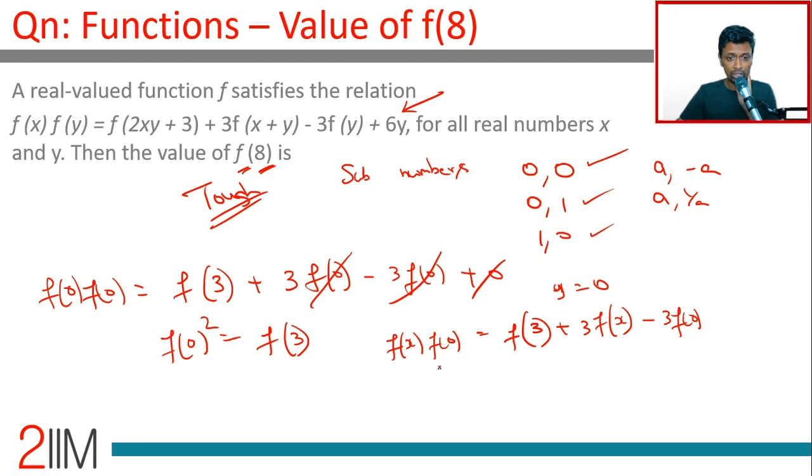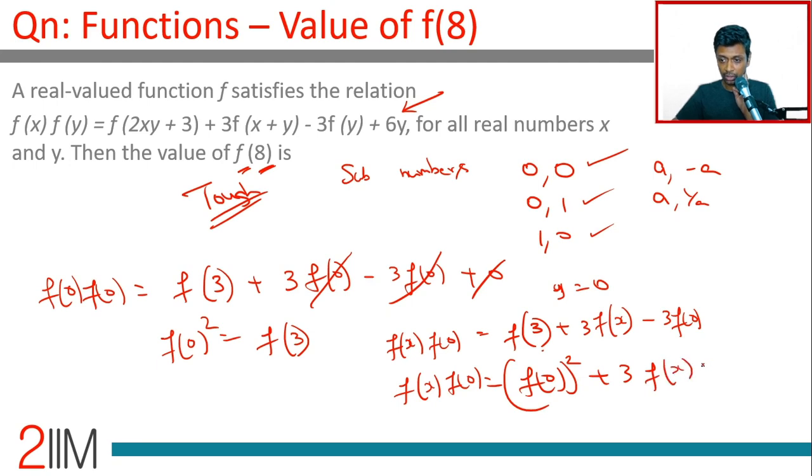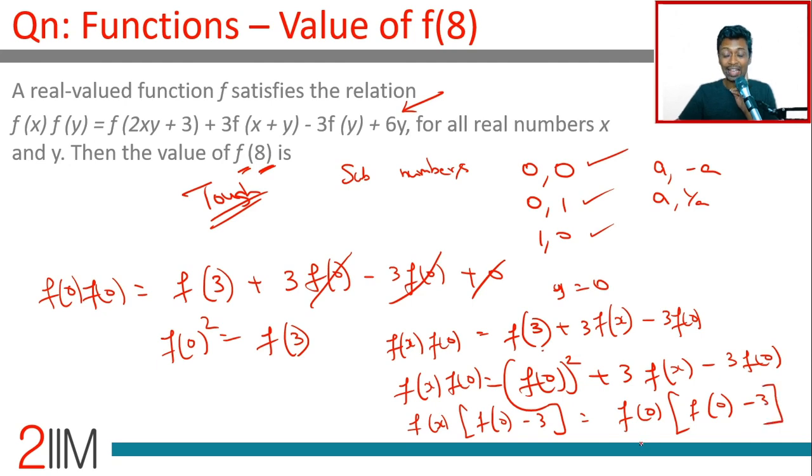We know that f of 0, the whole square, is f of 3. So I'm going to use that here: f of x into f of 0 equals f of 0 the whole square plus 3 times f of x minus 3 times f of 0. Bring this side: f of x into f of 0 minus 3 equals f of 0 into f of 0 minus 3. Either f of x equals f of 0 or f of 0 is 3. One of these two inferences.